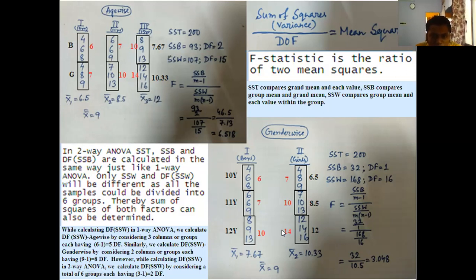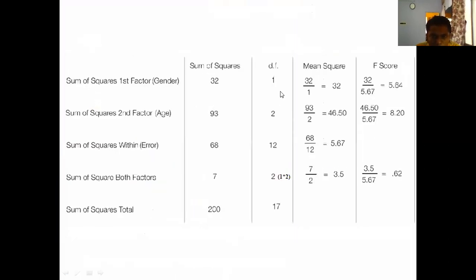Or in this case, 7.67 minus 9 whole square into 9, plus 9 minus 10.33 whole square into 9. So that you are calculating as sum of square between, which will be 32 here, and 93 there. There are 3 groups, so you will get degrees of freedom 2. Here there are 2 groups, so the degrees of freedom will be 1. Those things are written.